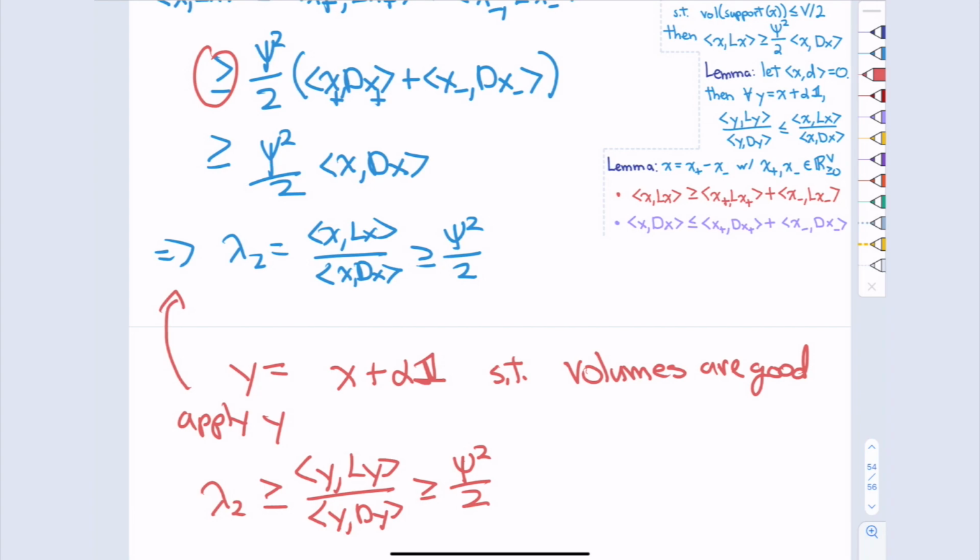I'm going to give you guys one more question. I didn't actually show that the algorithm works. So we proved Cheeger's inequality, okay? But I didn't actually show that the algorithm works. Any guesses as to how to adjust the proof to show the algorithm works?